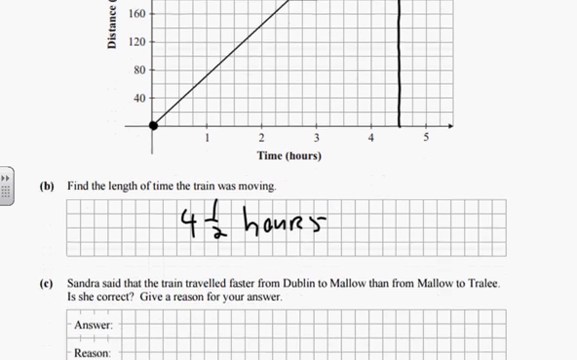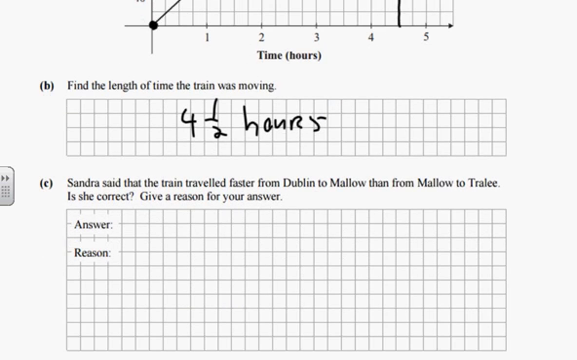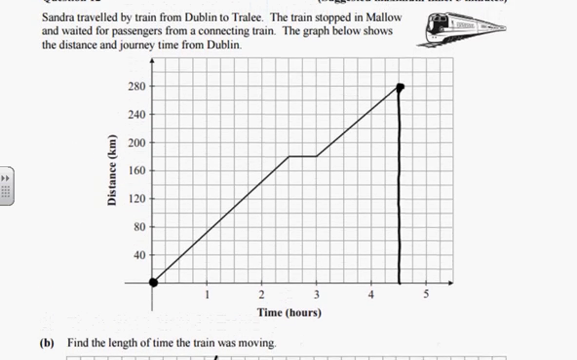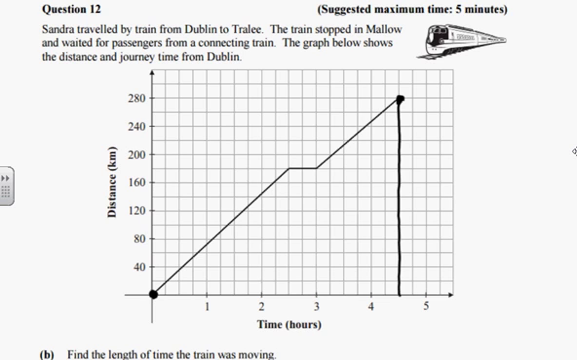Okay, what about part C? Sandra said that the train travelled faster from Dublin to Mallow than from Mallow to Tralee. Is she correct? Give a reason for your answer. No. Sorry? Trees quicker. Yeah, no. From Dublin to Tralee is the first part. Oh, sorry, Dublin to Mallow, isn't it? Yeah. Mallow to Tralee is that, then that's Mallow to Tralee. Now, how do you know which one's faster? You go from whenever the train stops. You have to see how fast you're going.